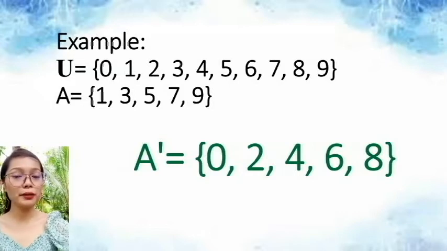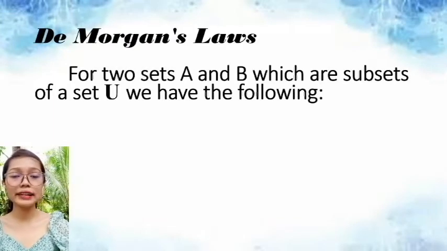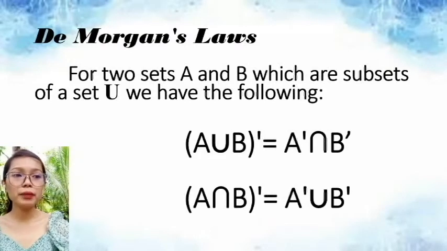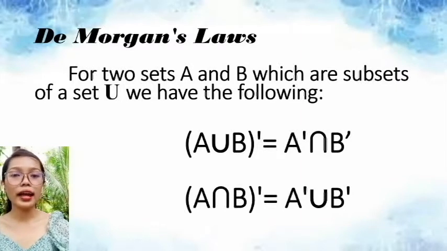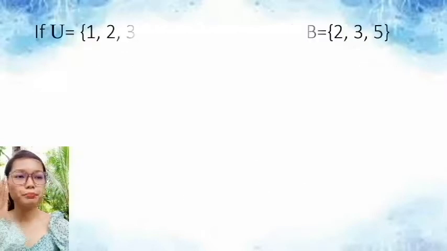For this complement of sets, we have the so-called De Morgan's Law, which says that for two sets A and B, which are subsets of a universal set, we have the following. The complement of A union B is equal to A prime intersect B prime. And also, the complement of A intersect B is equal to A prime union B prime. Let us see if this is really correct. We have an example.